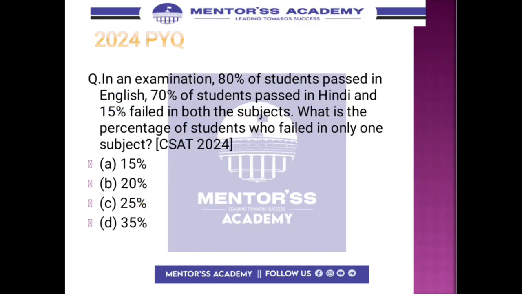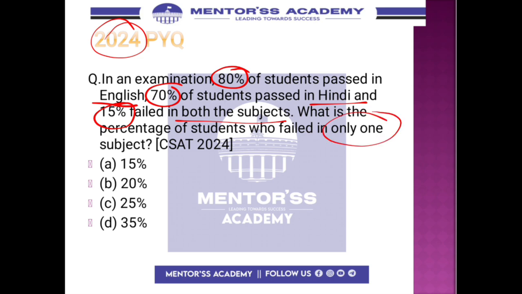So it's a 2024 CSAT PYQ. Let me read out the question. In an examination, 80% of the students passed in English, 70% of students passed in Hindi, and 15% failed in both the subjects. So what is the percentage of students who failed in only one subject? It's a 2024 question. Let's solve this here.